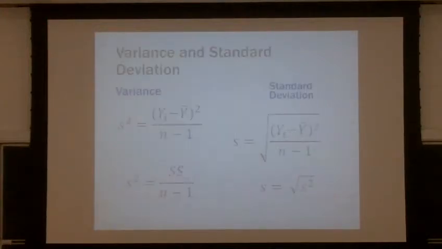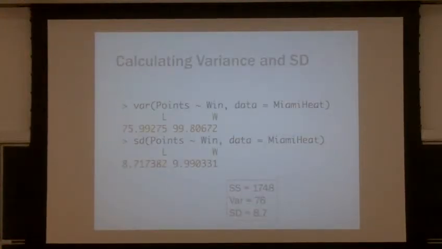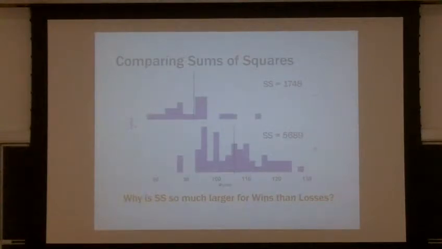So why is there so much more variability in terms of sums of squares from the bottom to the top? Anybody have an idea? Yes. There were more games where they won, so there were more points in the wins. So the more points that you have, the bigger sum of squares that you would have, no matter what. Anybody else got another idea? Just to rephrase that, sum of squares can't account for variation in sample size. So that's just sample size.